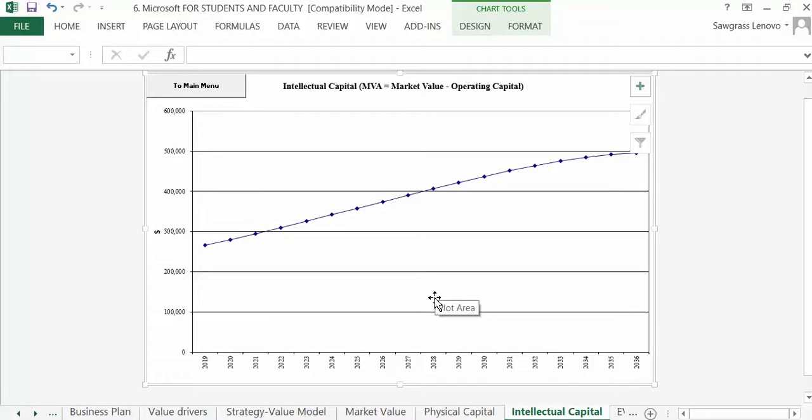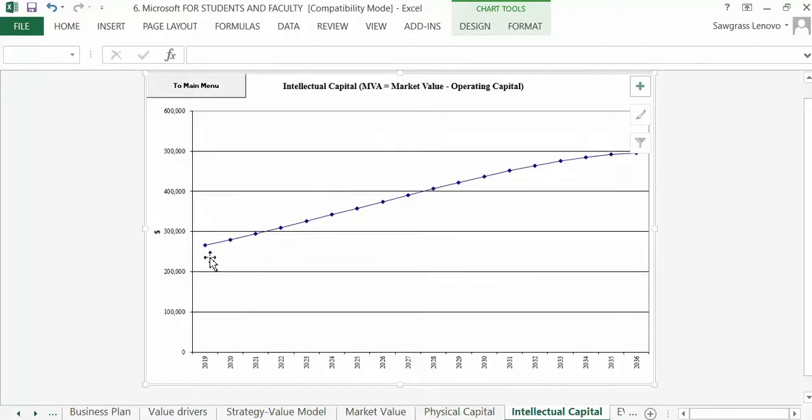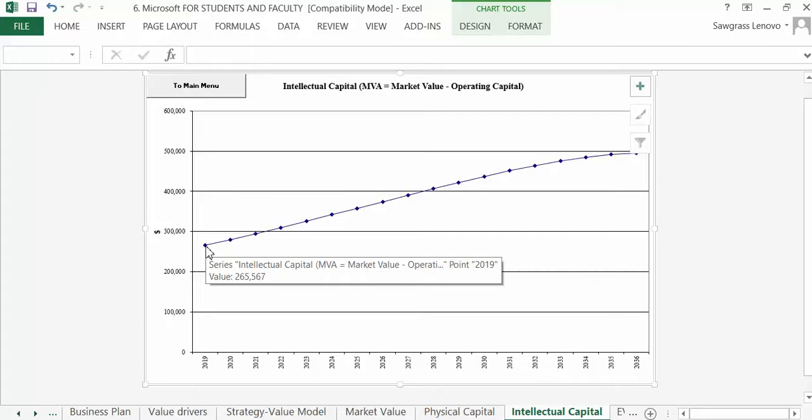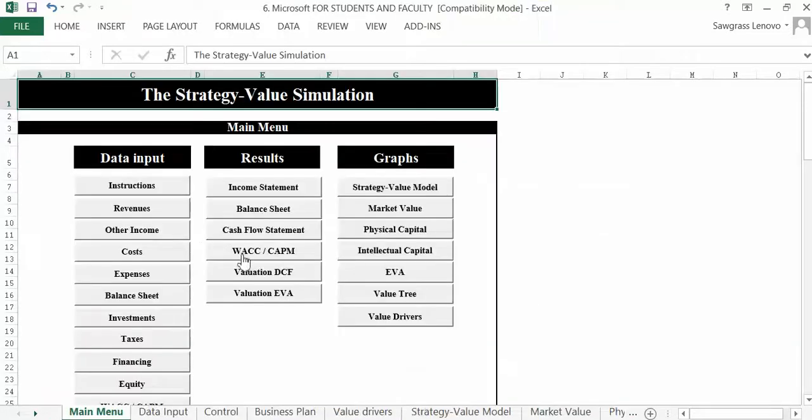Remember that I told you that it has a strong market power. Consequently, the market value is probably 20-30 times larger than the book value, and you see that here. The physical capital is exactly $28 billion, and the intellectual capital is, you see here, $265 billion. So you realize clearly that this company is basically intellectual capital. Okay, so now you can come back to the main menu.